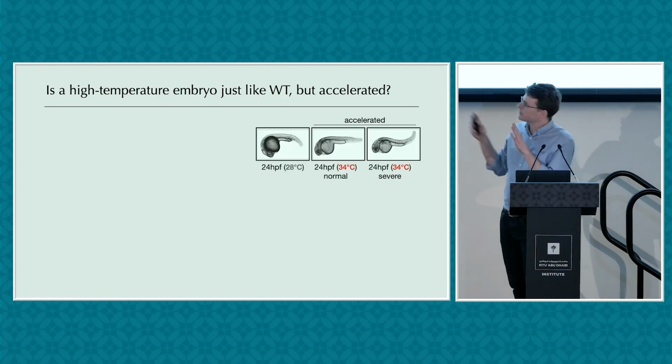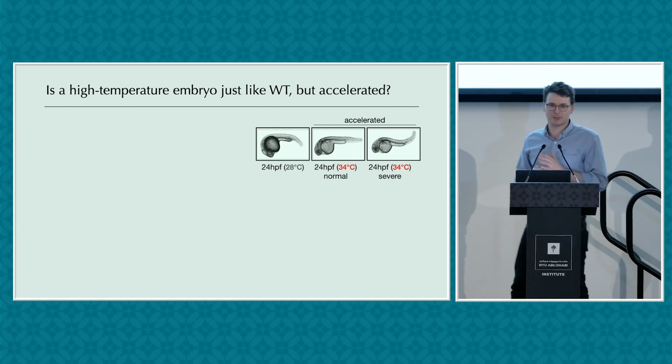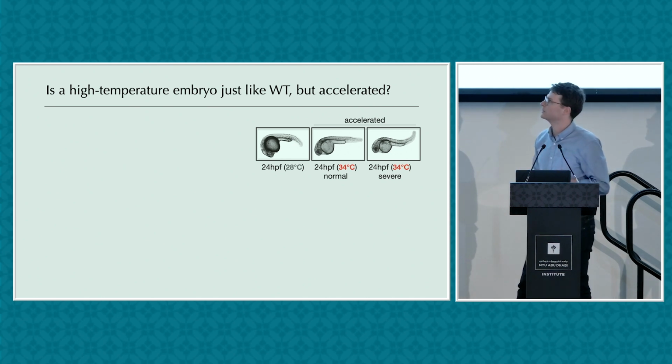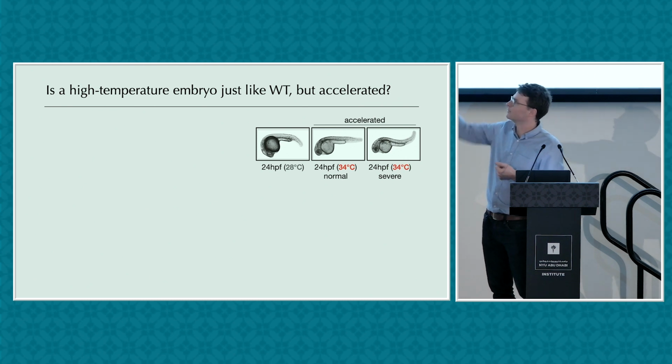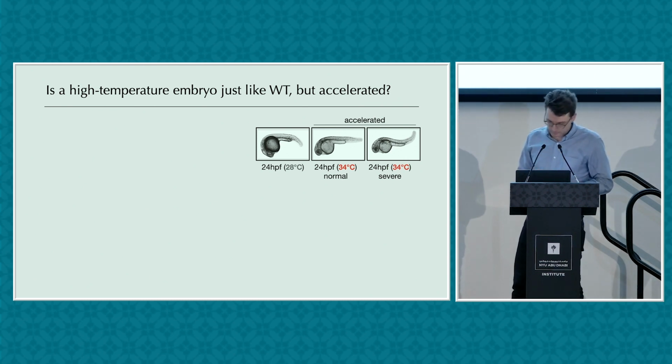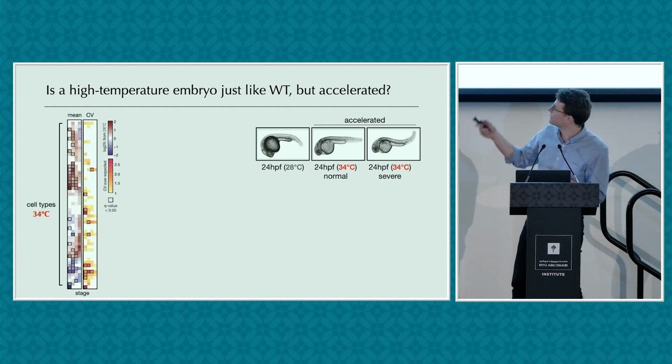And this whole analysis comes down to addressing a common assumption in zebrafish temperature treatments, which is that high temperature embryos are really just like wild type, but ahead in developmental age. And I would argue just the presence of some of these anomalous phenotypes suggests that's not the case, but we can test it now. So this is the result.